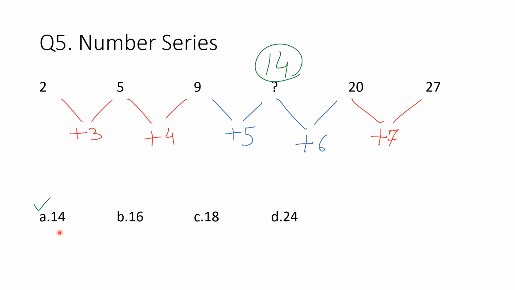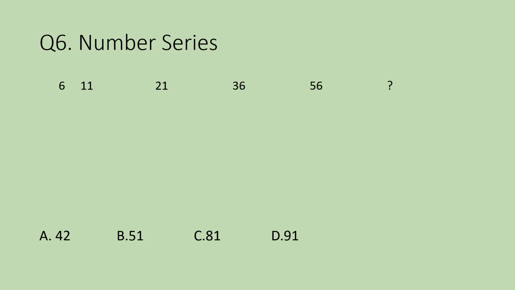I hope you are able to see the logic behind each of the questions that we are trying to solve. Let's move to the next question. Yes, here we have got another question. So this question says 6, 11, 21, 36, 56, a question mark. You have to find what comes next in the series. Okay, let's try to find that out.